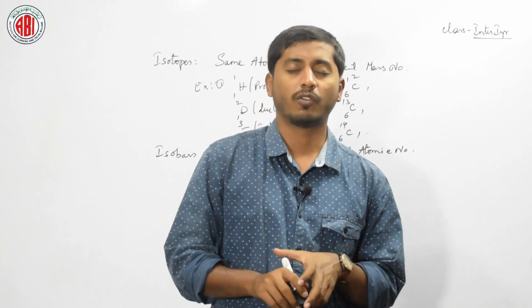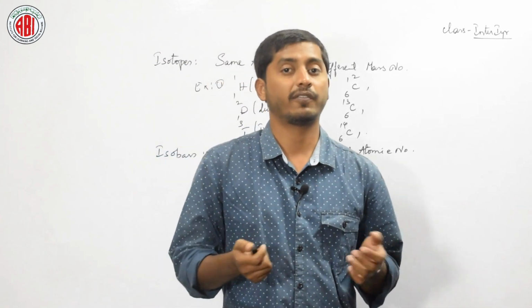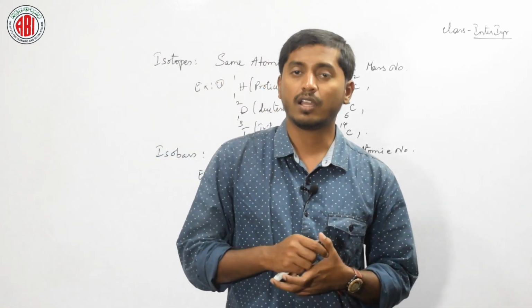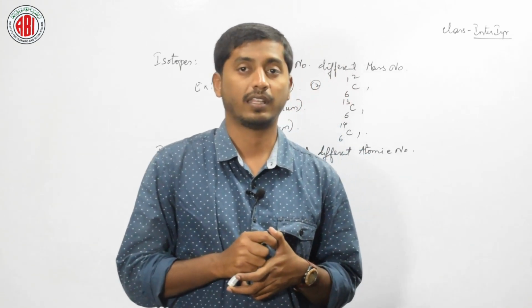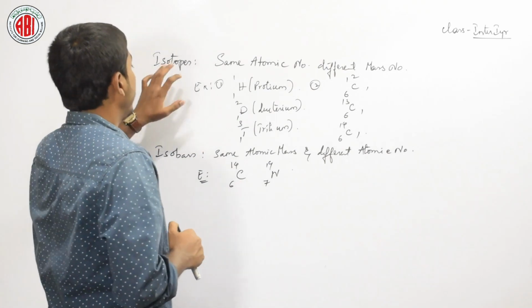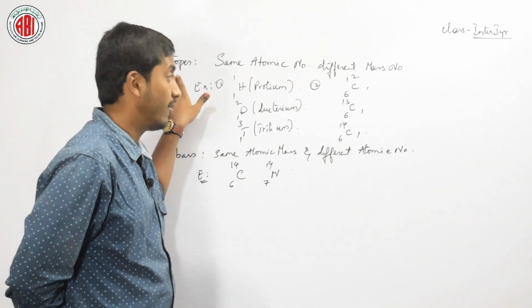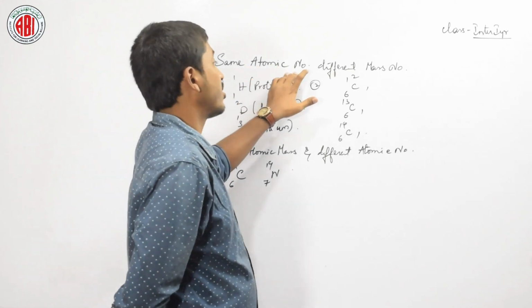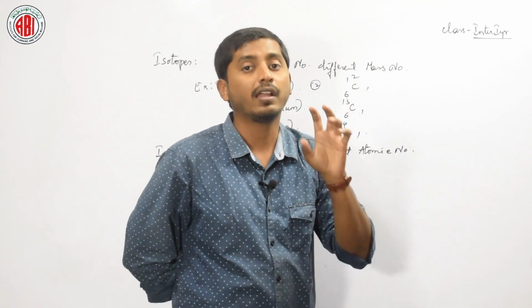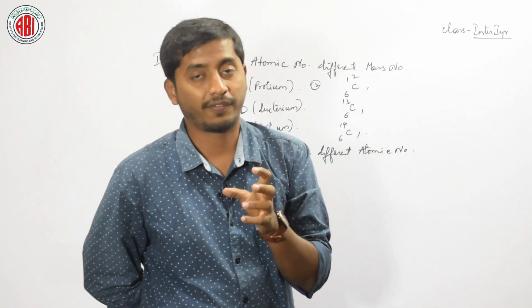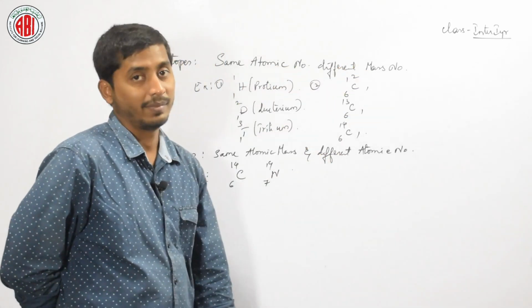What do we call two different atoms having the same atomic number and different mass number, and what do we call two atoms having the same mass number but different atomic number, right. See here, among them we define two things, that is isotopes. Isotopes are two elements or two atoms having the same atomic number but different mass number. Remember, isotopes are two different atoms having the same atomic number but different mass number.